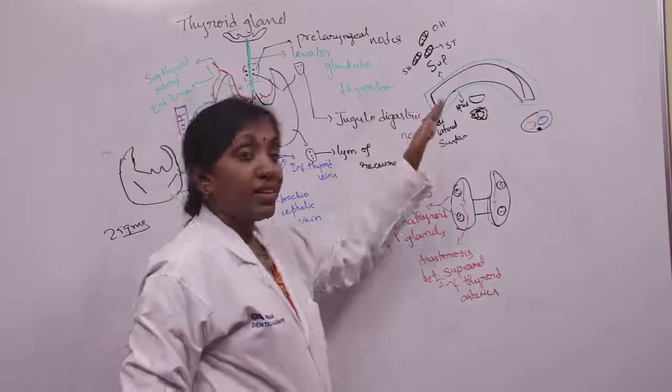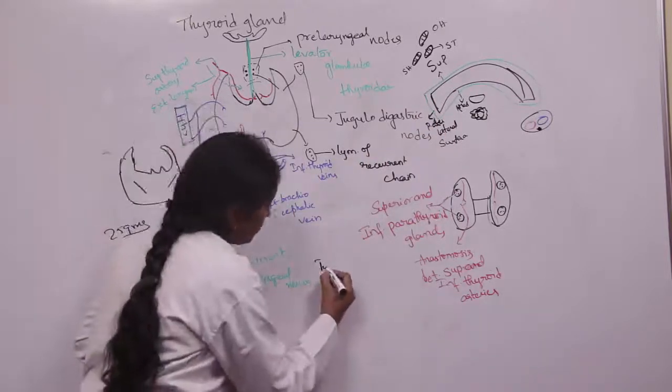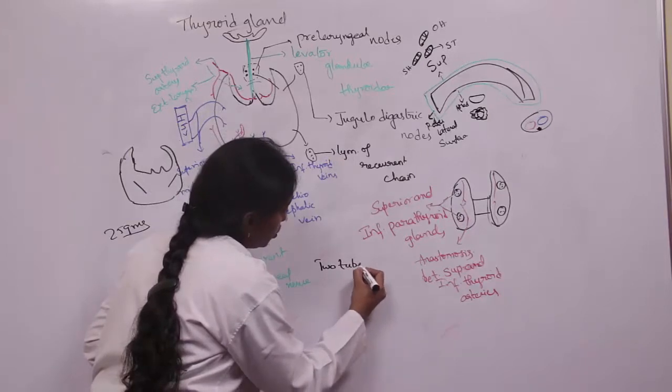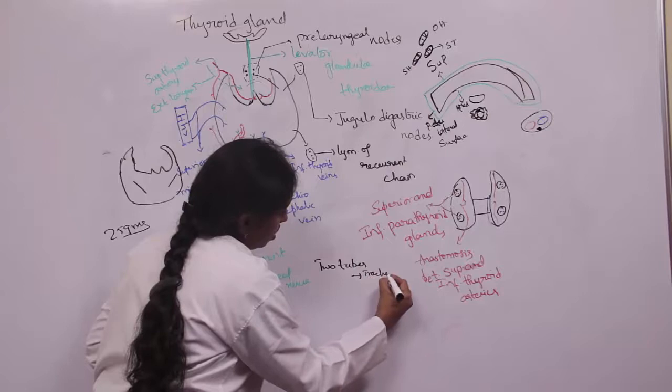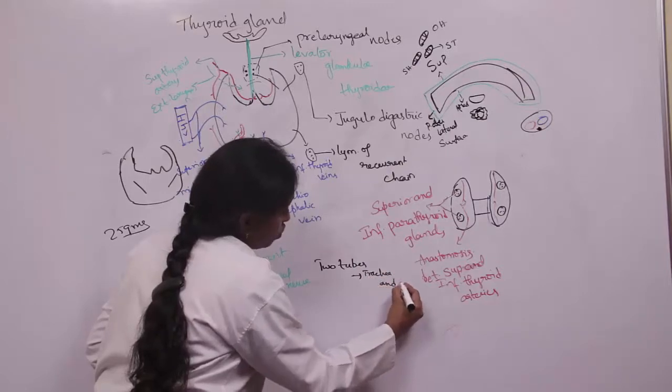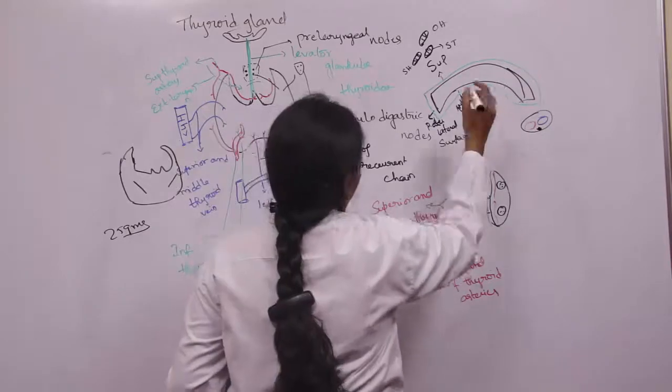So the medial surface is related to two tubes. What are the two tubes? Trachea and esophagus, right? So trachea and esophagus.